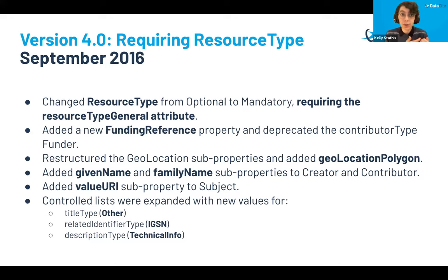This version also expanded control lists once again to add a new title type, other, a new related identifier type IGSN, and a new description type technical info.